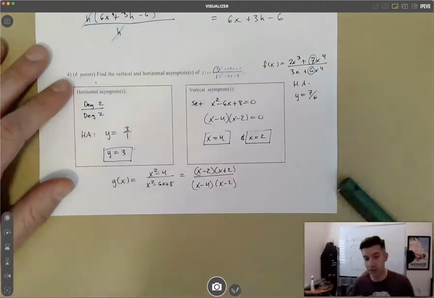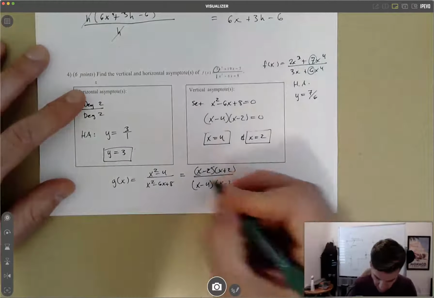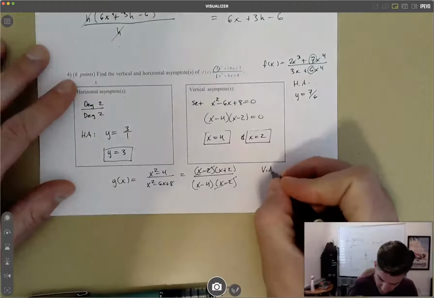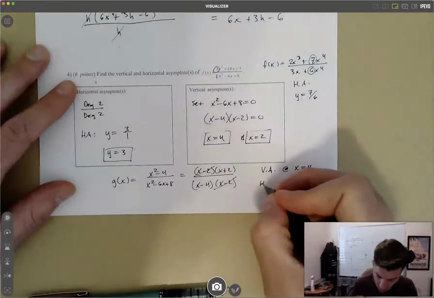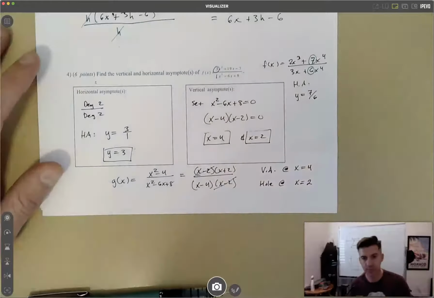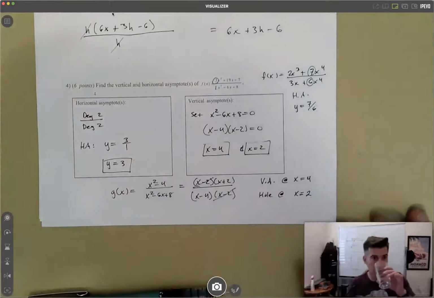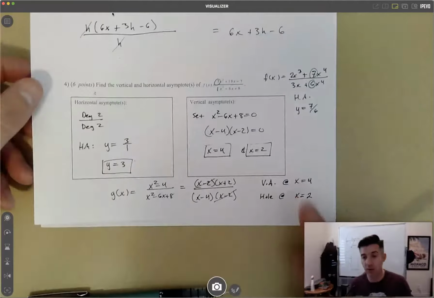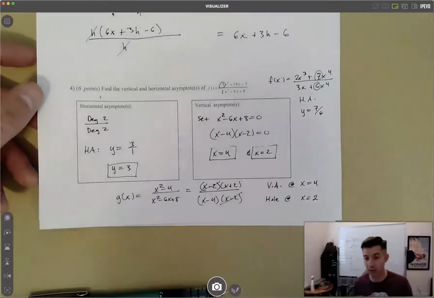And I want to mention that this function does not have a vertical asymptote at 2, because the x minus 2 and the x minus 2 cancel. This function has a vertical asymptote at x equal to 4, and it has a hole at x equal to 2. Now that's usually not a big deal, but it could come up on occasion, so it seemed worth mentioning. So if you're looking for vertical asymptotes, you should factor and cancel any factors that cancel before you decide what your vertical asymptotes are.